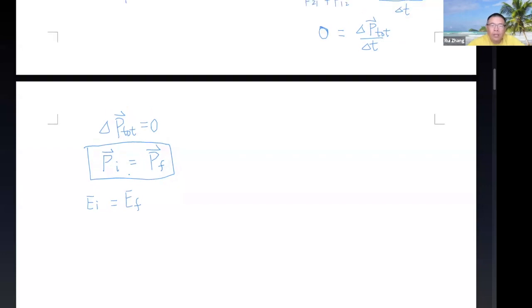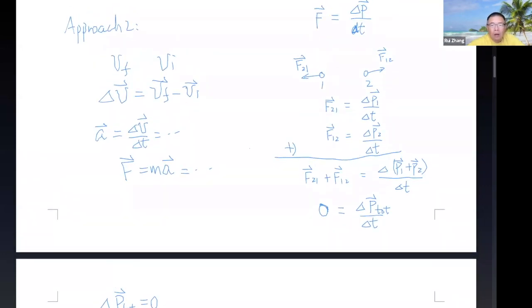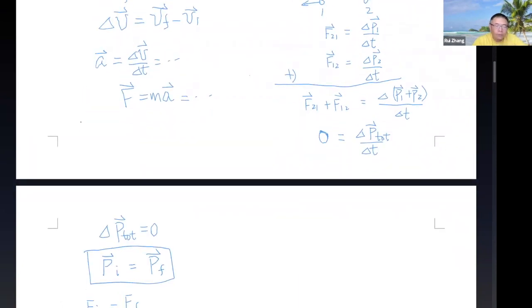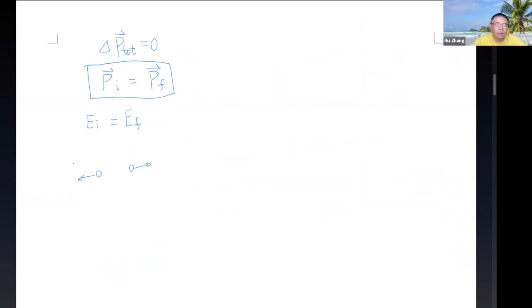Now, what is the condition for this conservation law to hold? Let me give you another example here. Let's consider again these two objects. They interact with each other. Let's say this is F21. This is F12.